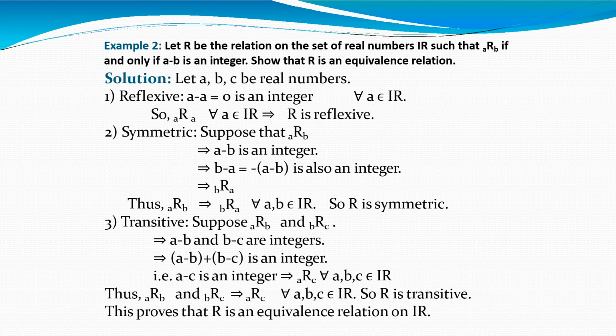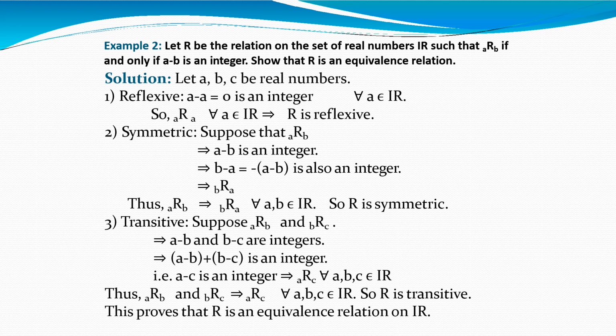Now one more example. Let R be the relation on the set of real numbers such that a R b if and only if a minus b is an integer. Show that R is an equivalence relation. Now again we have to show that R is reflexive, symmetric and transitive. But the difference is that in the previous case the relation is defined on a finite set.